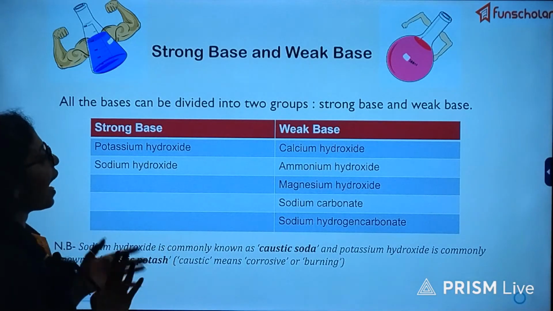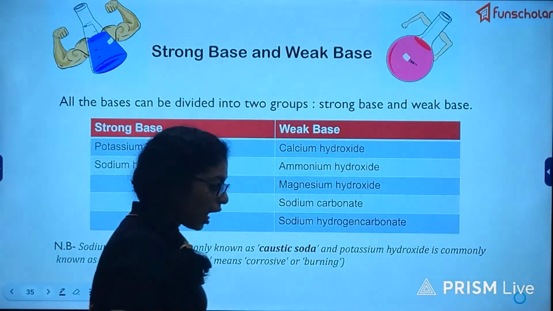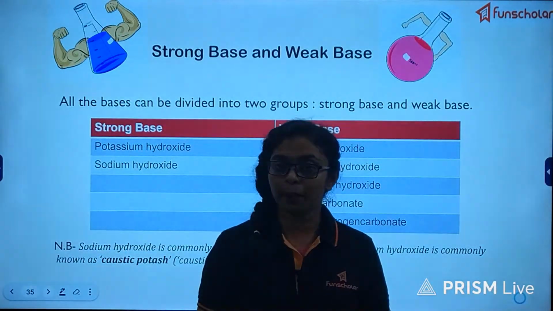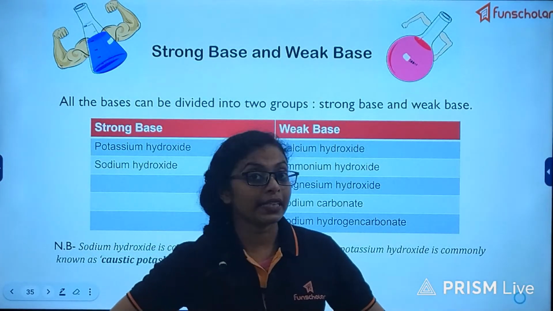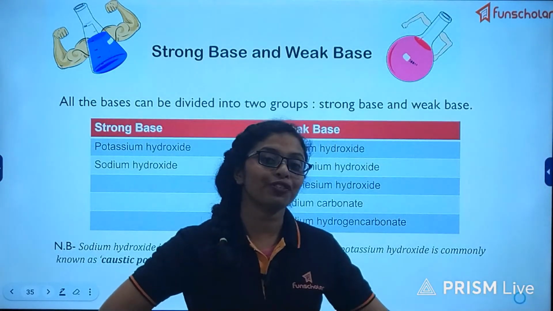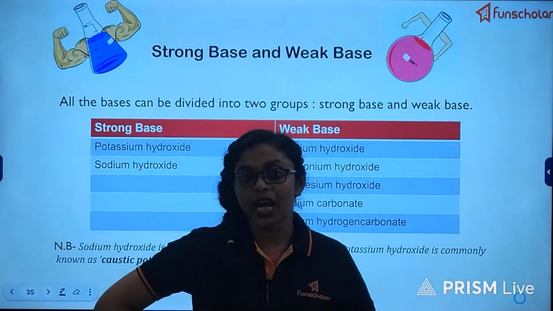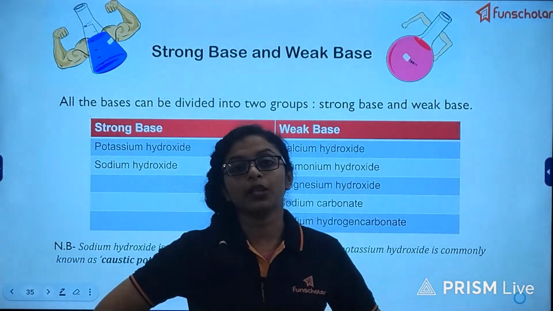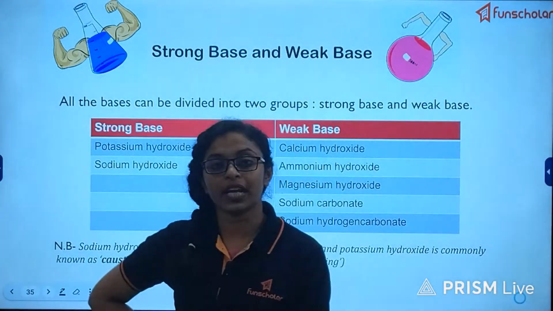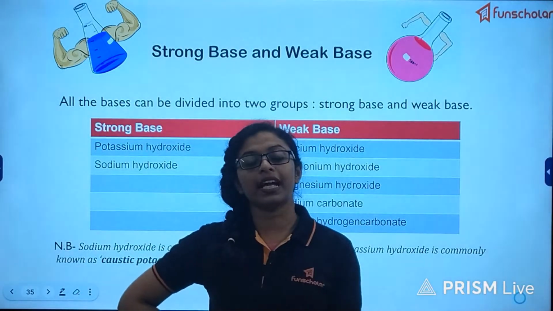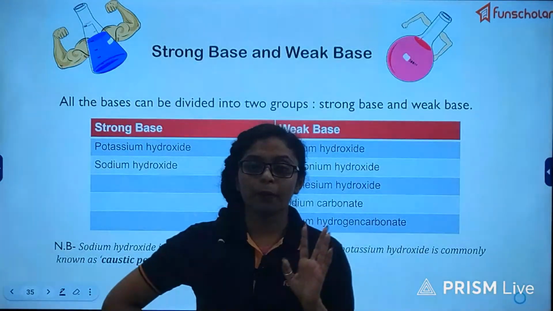So strong base and weak base, I have already mentioned, just like the acids, there are weak acids. Remember the first lecture, we mentioned that there are organic acids and inorganic acids. Most of the organic acids are weak acids, and usually the inorganic acids are strong acids, like hydrochloric acid, sulfuric acid, and nitric acid, right? And there are weak acids like acetic acid and oxalic acid, right? So there are these two groups among the acids.